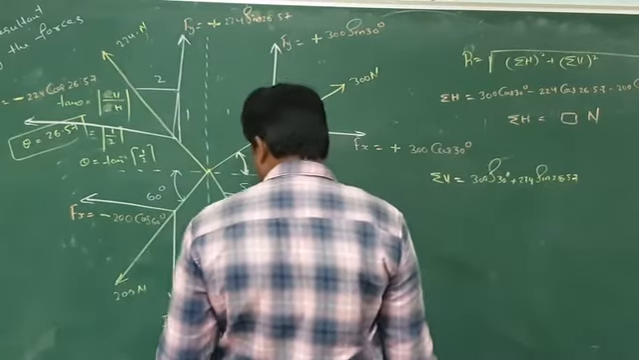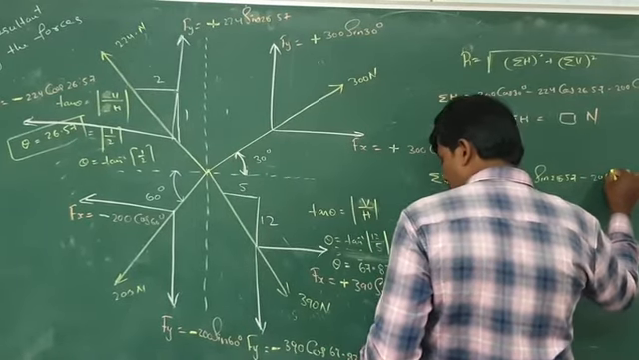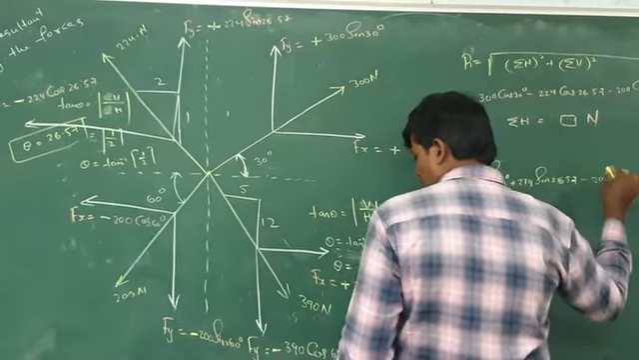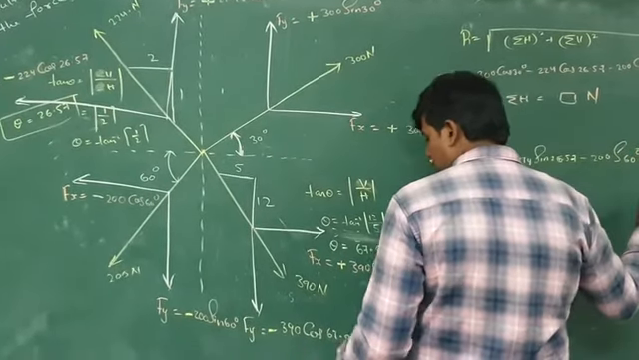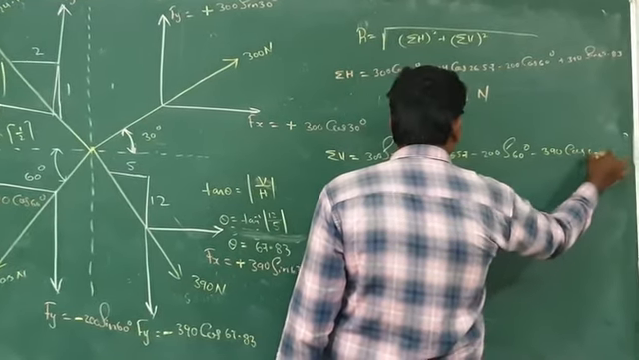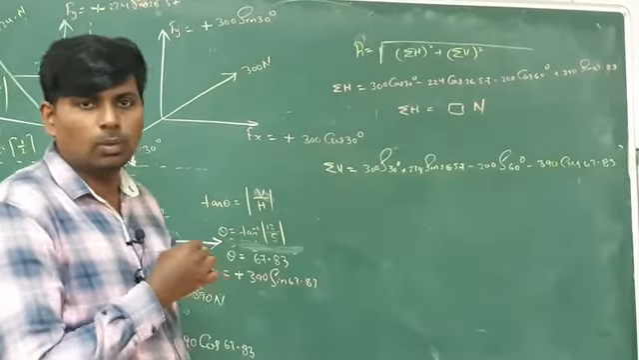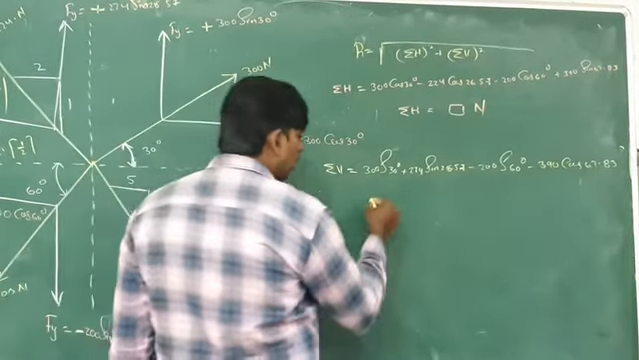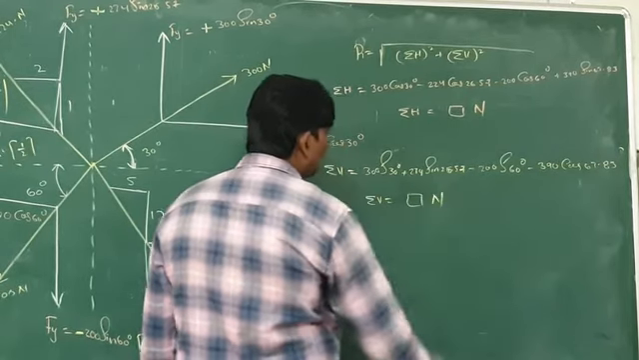Next vertical is minus 200 sin 60. Next vertical is minus 390 cos 67.83. This is the sum of vertical forces. If you solve this, you will get the sum of vertical forces. The answer should be in Newton.